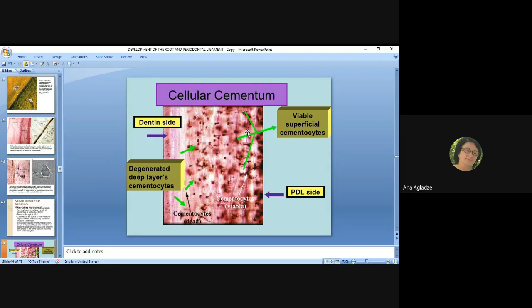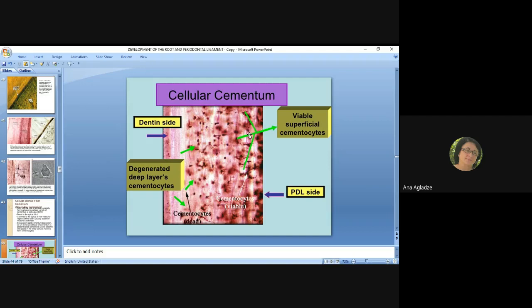As in cellular extrinsic fiber cementum, the formation of cellular intrinsic fiber cementum starts with the deposition of cementum directly onto the fresh dentin layer. The dentin layer is necessary for cementoblast functioning. Keep in mind that the dentin layer gives signals for cementoblast differentiation and deposition of cementum.